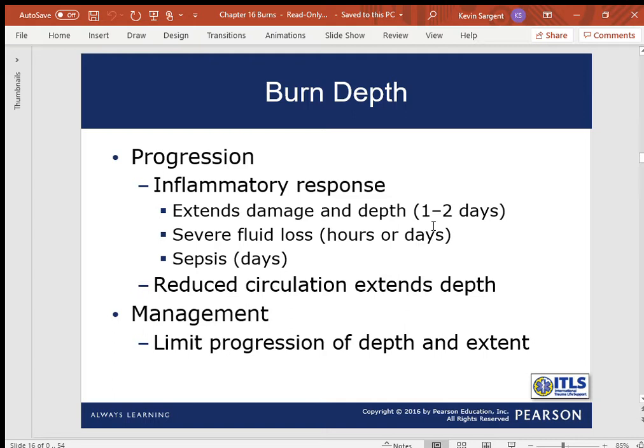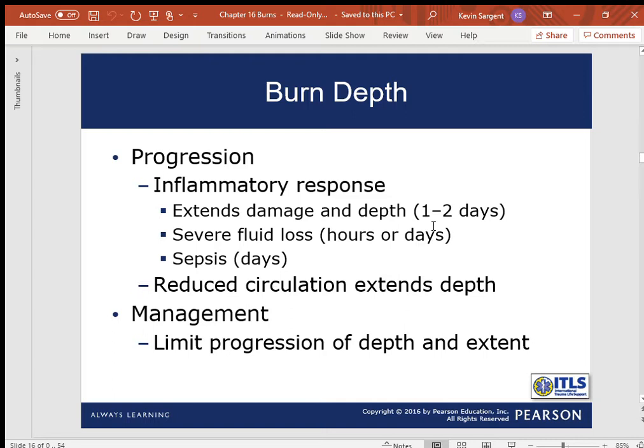Management: if you have reduced circulation, these patients need to go to a level 1 trauma center, level 2 trauma center, or by far, if you have availability within close resources, a burn center. Burn centers are very, very useful. You should know where your burn centers are in your area.